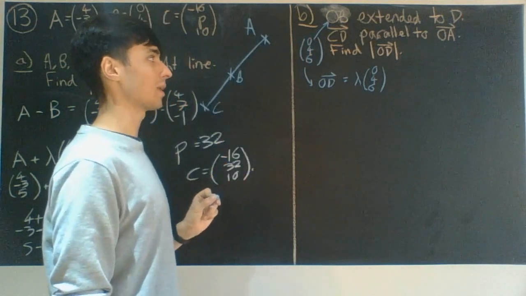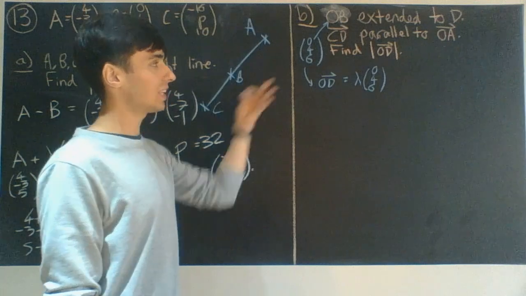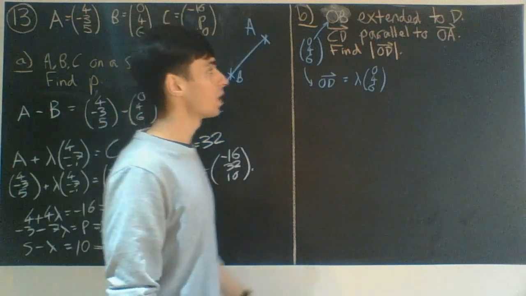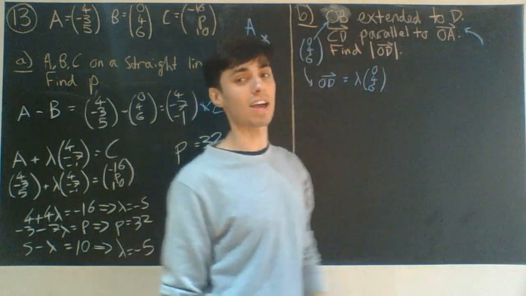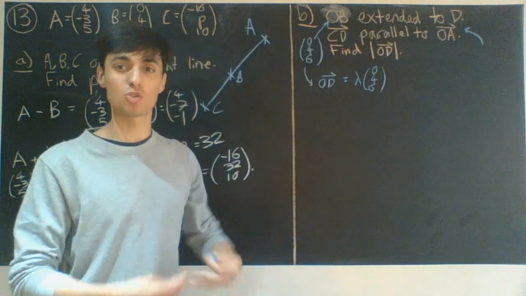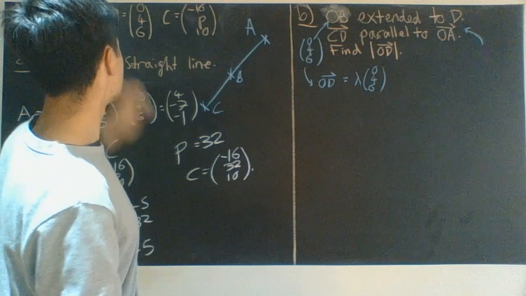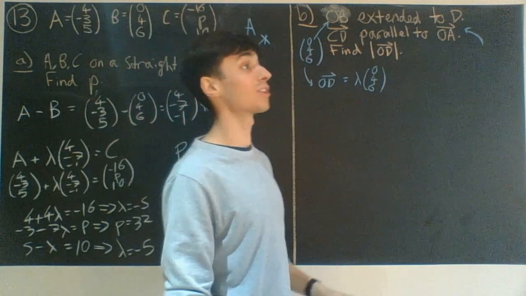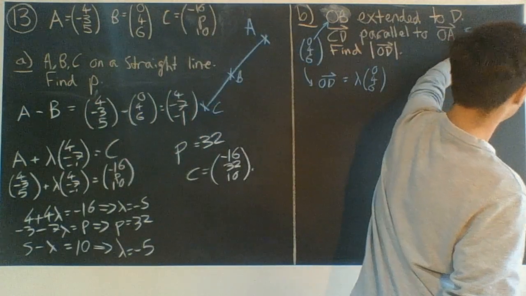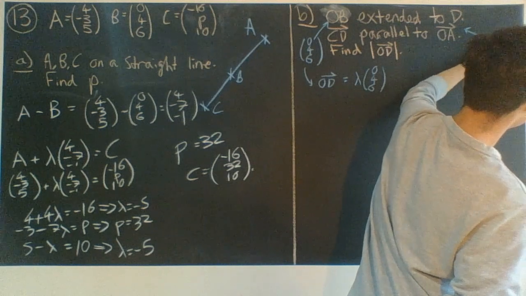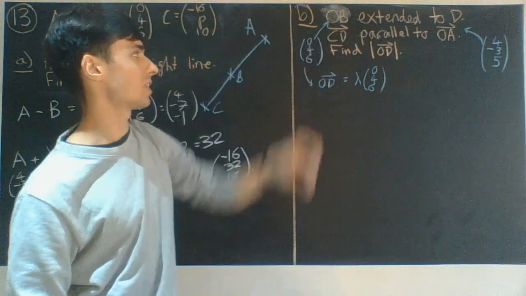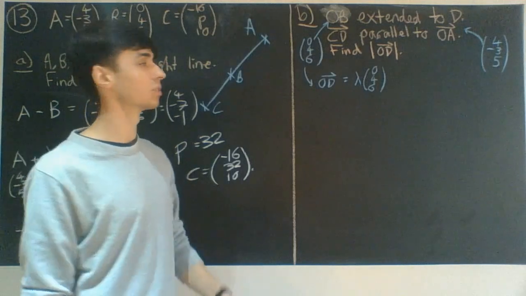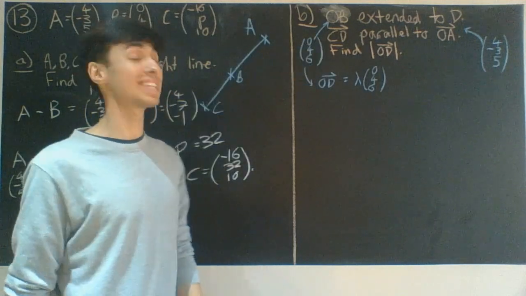CD is parallel to OA. So let's think about what that means. Well, OA, that's the position vector of A, isn't it? It's travelling from O to A. So the position vector of A we know is (4, -3, 5). We can also think though about the direction vector, C to D.